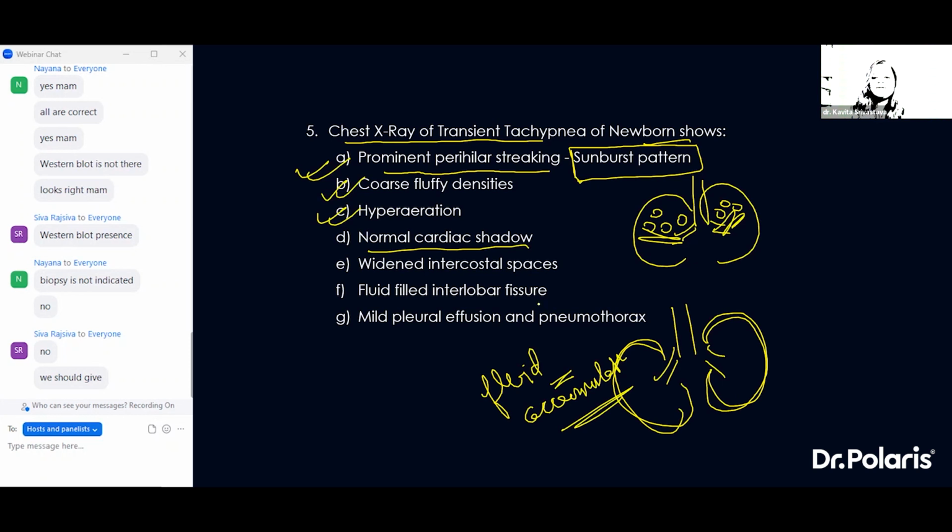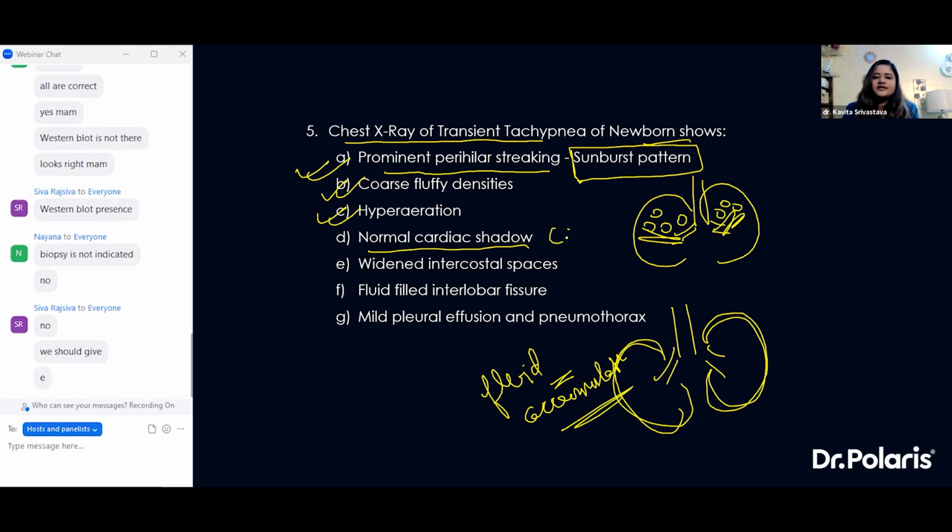Normal cardiac shadow. Will you find a normal cardiac shadow, or is it going to be increased or decreased in a newborn? Anyone who would like to answer about option number D? So cardiac shadow might show apparent cardiomegaly. Okay, it can show apparent cardiomegaly. So normal cardiac shadow is not the right option.